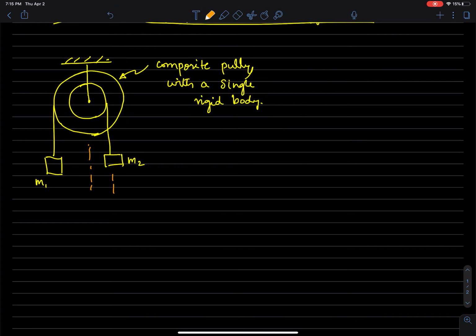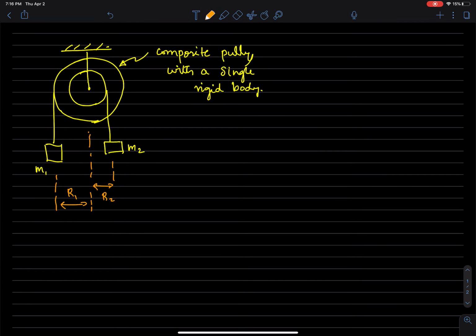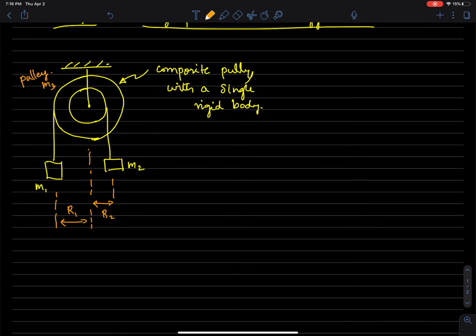So this radius is, let's say, R2, and this radius, let's say, is R1. And we have masses M1 and M2, and the mass of this pulley is M3. Okay, pulley mass is M3. So all this is given, and you are asked to find the following thing.